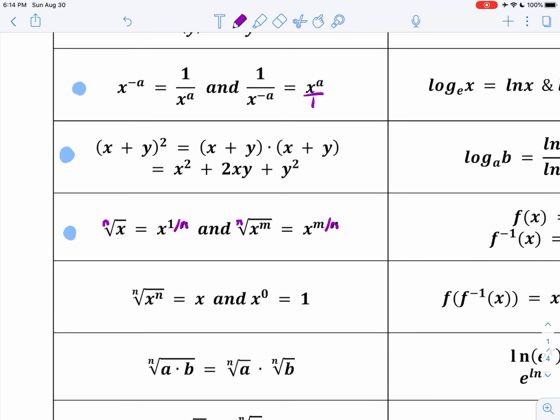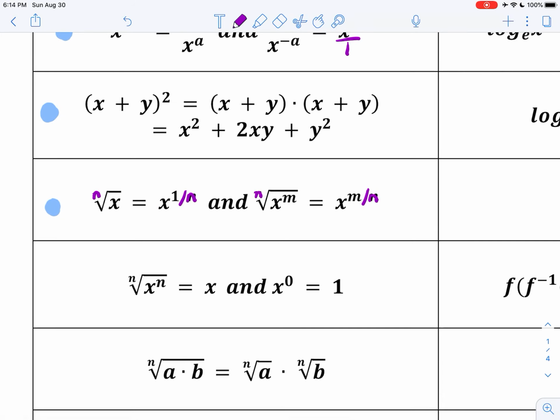The nth root of x to the n is equal to x. You can use the previous rule to demonstrate that, because that would be x to the n raised to the 1 over n, and then we can use a previous exponent rule. That would be x to the n divided by n, and that would be x to the 1st power, which is x. We also have as a convention, as long as x is not equal to 0, x to the 0 power is equal to 1.